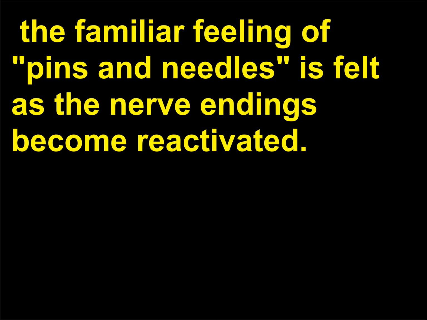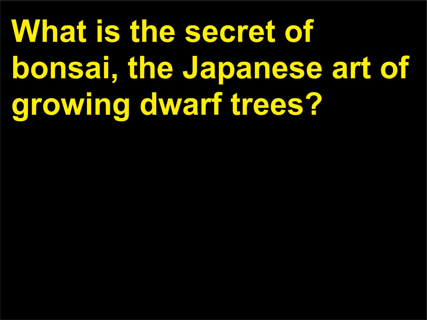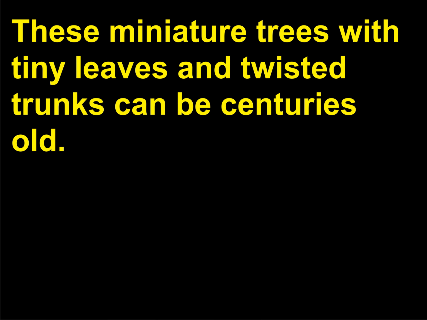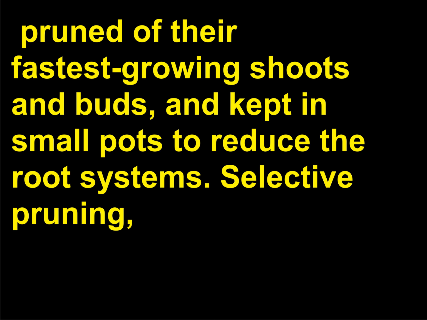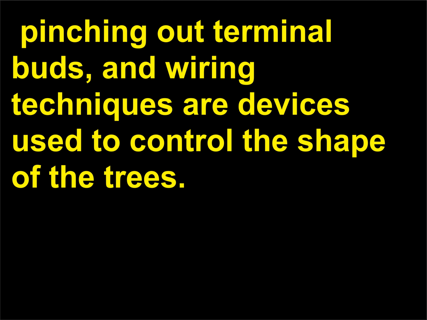What is the secret of bonsai? The Japanese art of growing dwarf trees. These miniature trees with tiny leaves and twisted trunks can be centuries old. To inhibit growth of the plants, they have been carefully deprived of nutrients, pruned of their fastest growing shoots and buds, and kept in small pots to reduce the root systems. Selective pruning, pinching out terminal buds, and wiring techniques are devices used to control the shape of the trees.